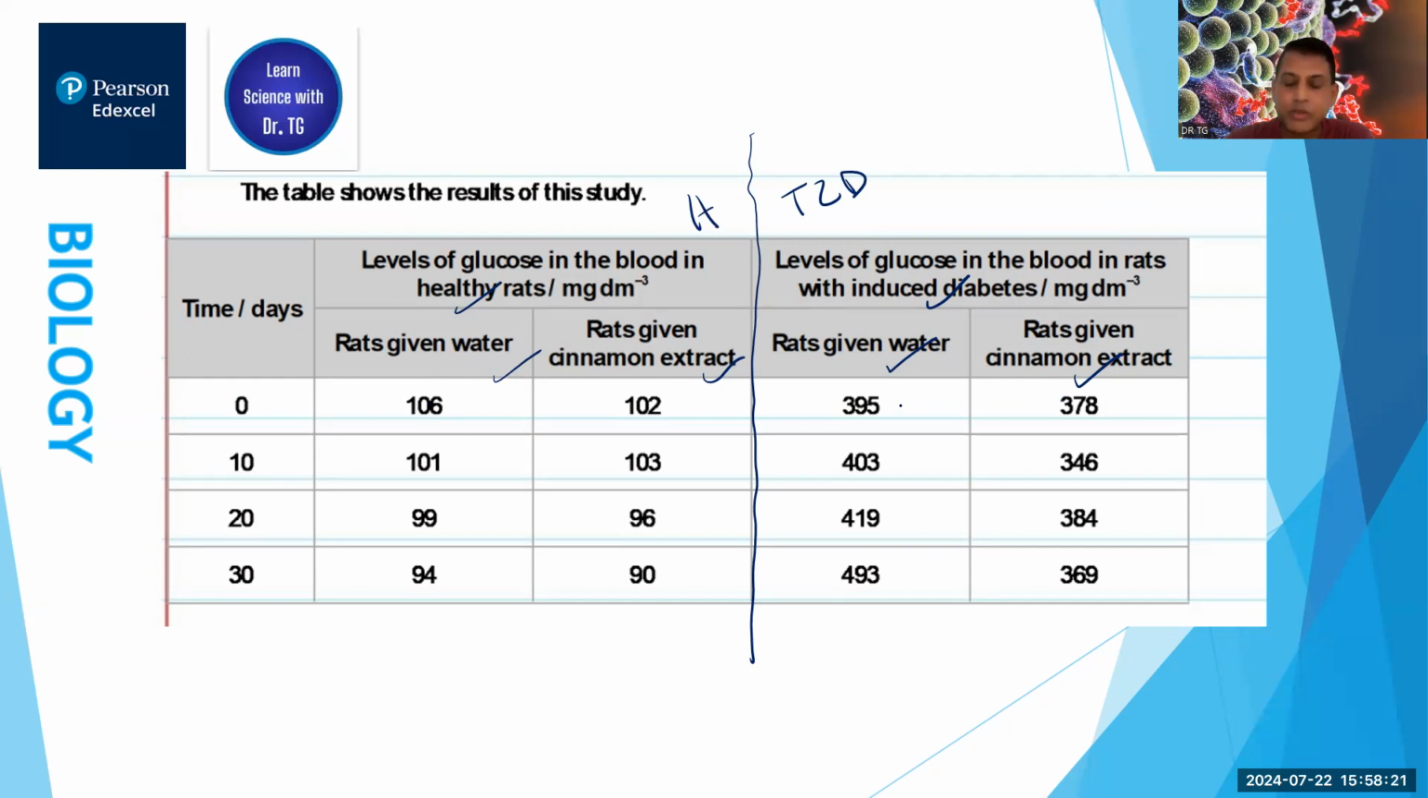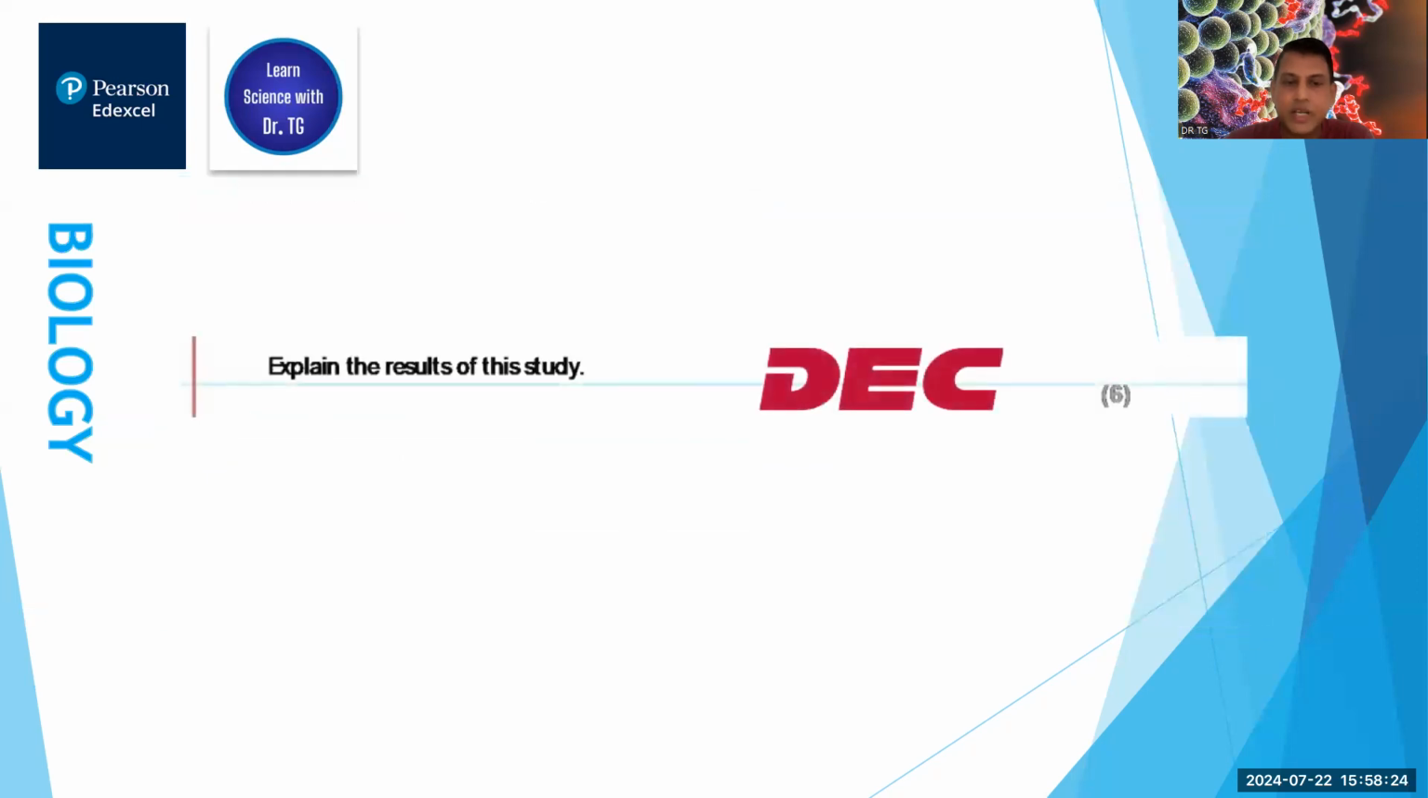Now, the question is, explain the result of this study, 6 marks. So, when you have to explain the result, the format is DEC. Describe, and this covers the explanation, that is how it happened, and this covers any comparison between groups. So it includes the description, explanation, and compare and contrast parts of the answer.